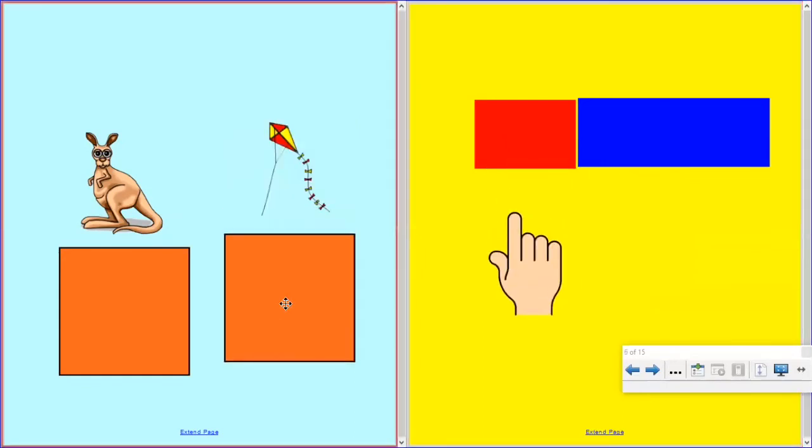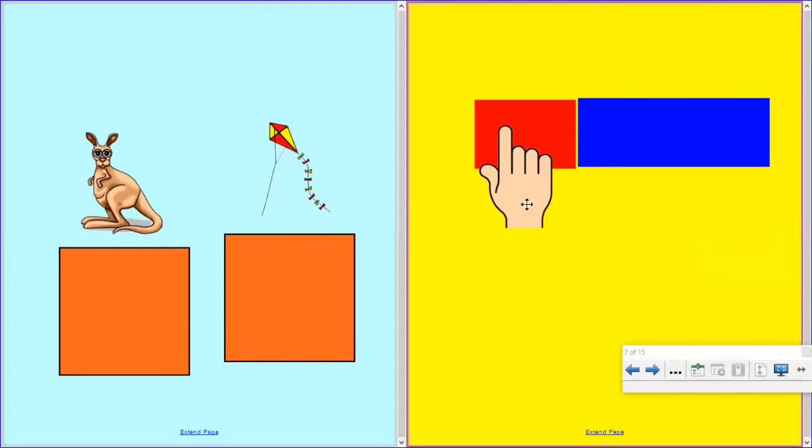Say the word kite. Stretch it out. K, k, kite. Say it with me. K, k, kite. Kite begins with a k sound. Kangaroo and kite both begin with k. They begin with the same sound.